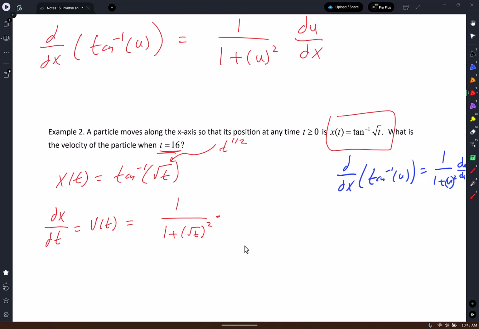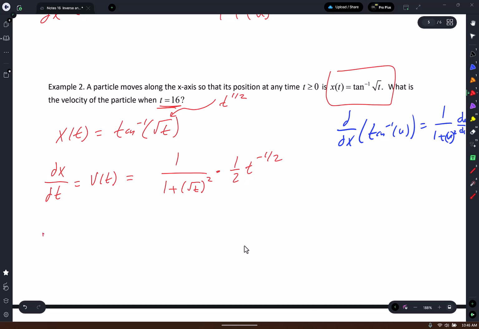What's my derivative of t to the half? You're done with calculus. Everything else is just arithmetic, guys. How do you get better? You're going to have to do some problems. That's all. All right, let's solve it, guys. v at 16 without a calculator.